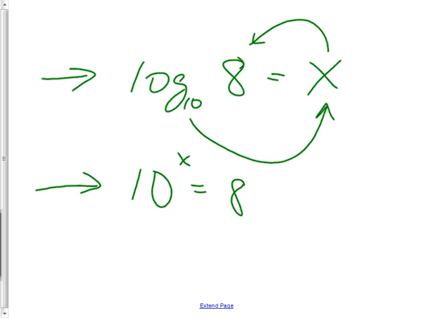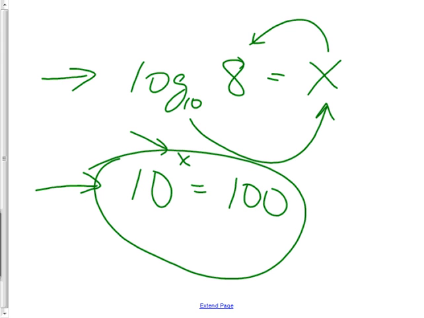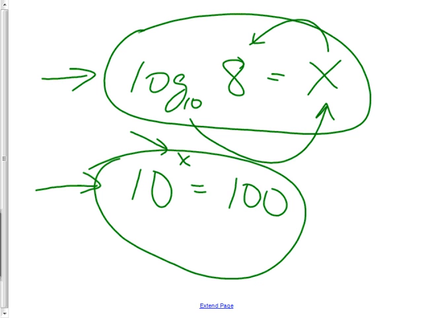Now the only time it might be nicer is if this 8 was actually like a 100, because then do you get that I could say 10 to the what is 100 and I could do that in my head? So if you can do them in your head, then this form's better. If you can't do them in your head, then this form's better because it can go in a calculator as log 8 over log 10.